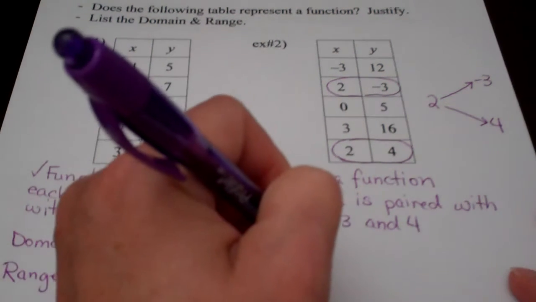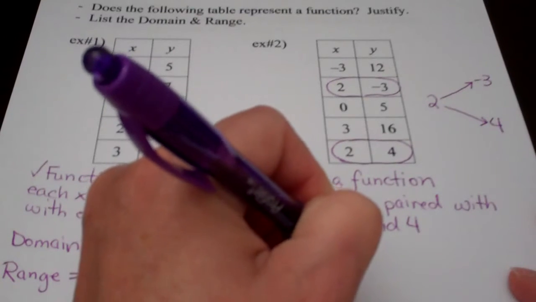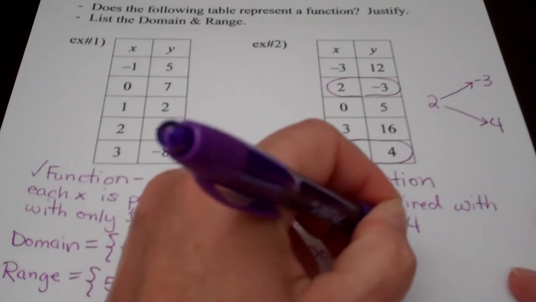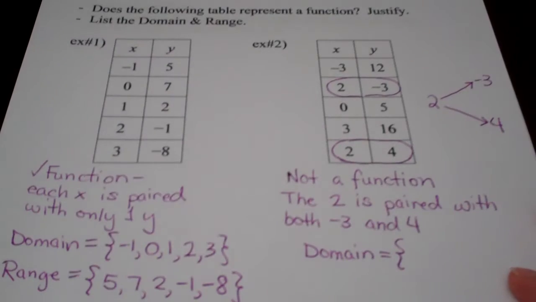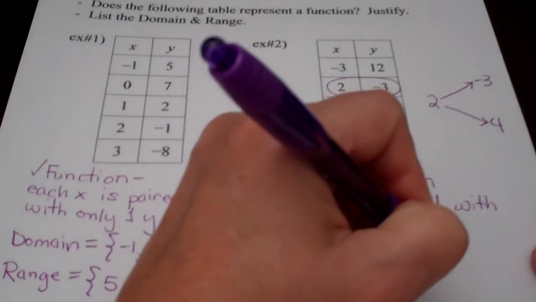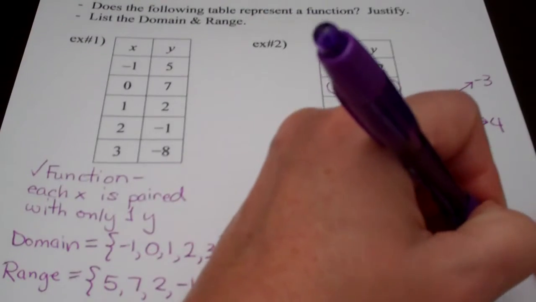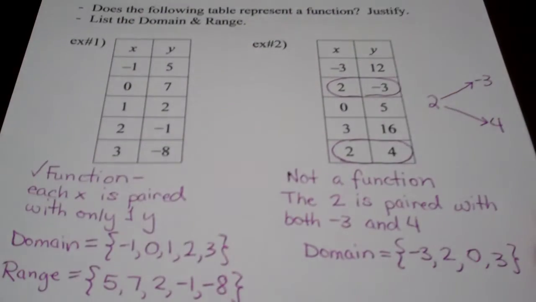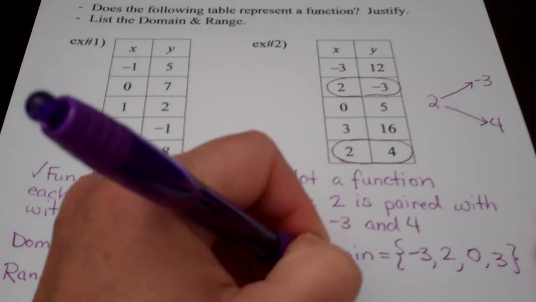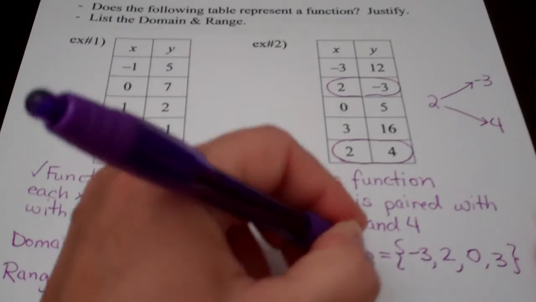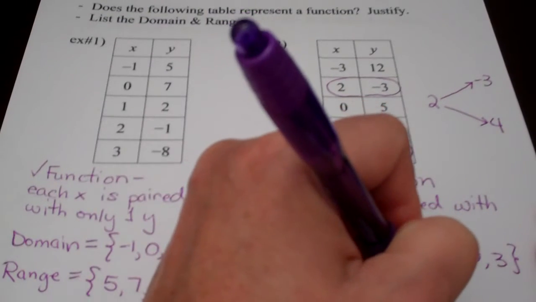Okay, even if it's not a function, we could still list the domain and range. And usually if there's a number that's repeated, we don't necessarily need to list it twice in our list of x values or y values. So really I only have to list the two once. If you list it twice, that's okay, but just know that that's kind of the convention, is to just list it once.